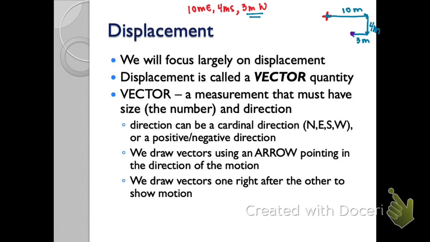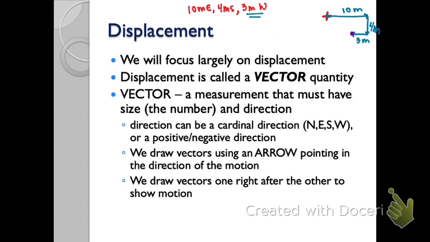I walked 10, then I walked 4, then I walked 3 more. What I did not do is walk 10, then 4, then 3, each from the origin, right? I don't come back to the origin every time. I start one right after the previous one. Does that kind of make sense? We draw them one right after the other.